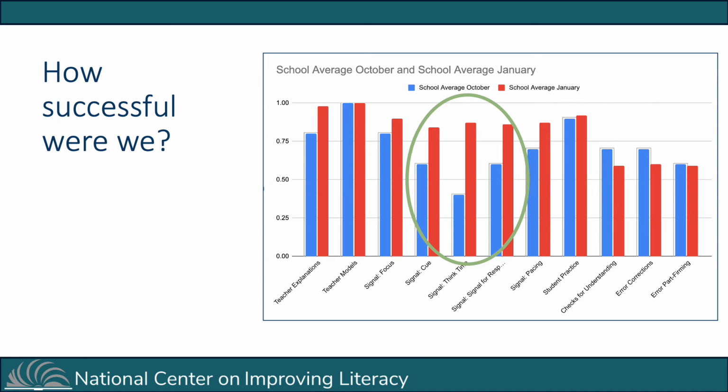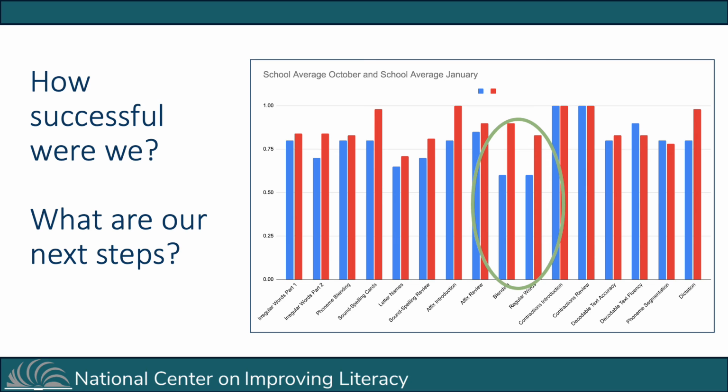And the data shows us that there was a significant improvement in the signaling procedures. The blue represented that implementation data from October, and the red is the data that was collected in January. And then we can see how successful were we with the blending and regular word reading. And again, we can see that there were significant improvements in the implementation in those two areas as well. We can continue this cycle by analyzing data to determine continued PD and coaching to ensure our students are receiving high quality instruction.